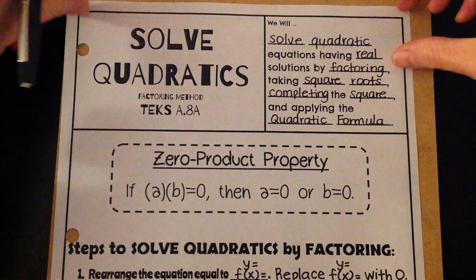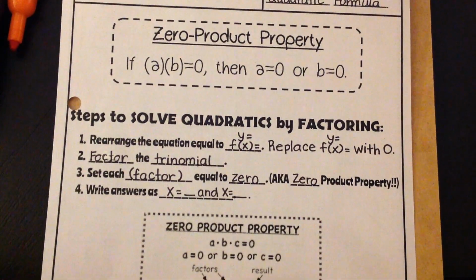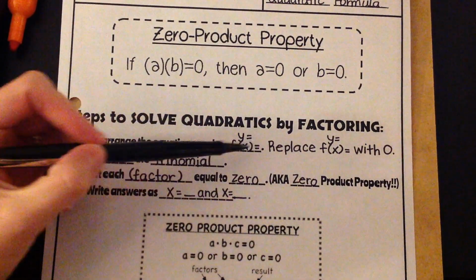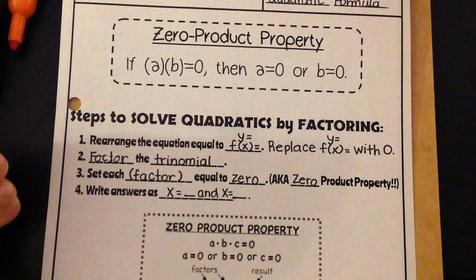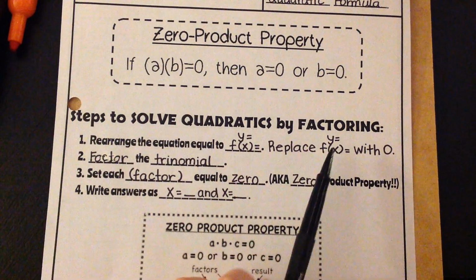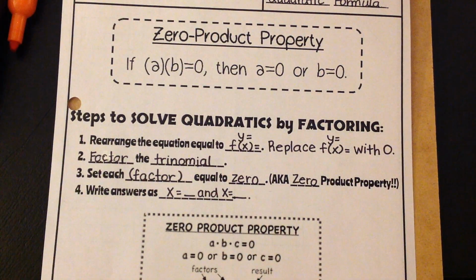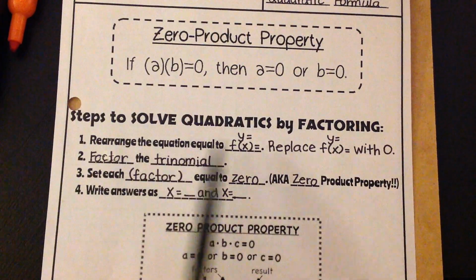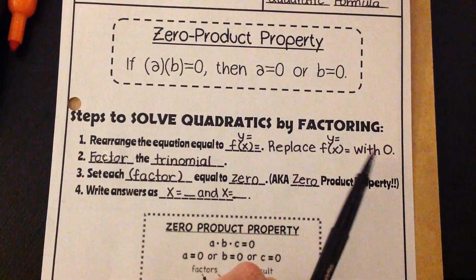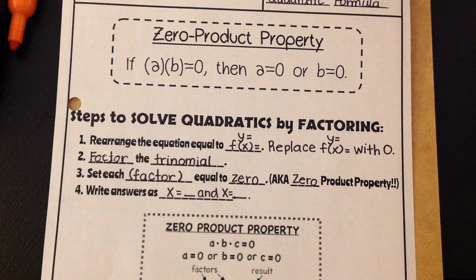So the first thing we're going to do is look at how to solve a quadratic by factoring. The steps are that you're going to rearrange your equation to equal f of x or y. So you're just going to get all of your trinomial terms onto the same side of the equals, and then we're going to replace f of x or y with 0, just like we did with the graphing method. We're going to combine both of these into one step and go straight to replacing y with 0. So all of our trinomial terms will be on one side of the equals, and a 0 will be on the other side.